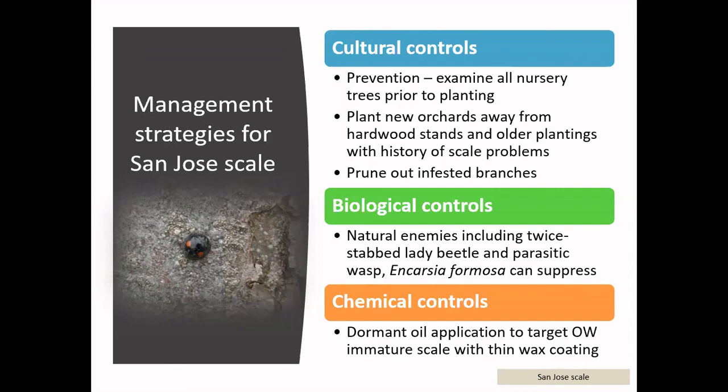With scale, the first line of defense and one of the most effective means of control is the use of a dormant oil to target those overwintering immature scales. At this point they haven't formed that protective thick wax coating over top of their bodies, and so the oil is able to penetrate much easier, leading to suffocation of the populations. So you can really get a significant reduction in the overall orchard population by using dormant oil.